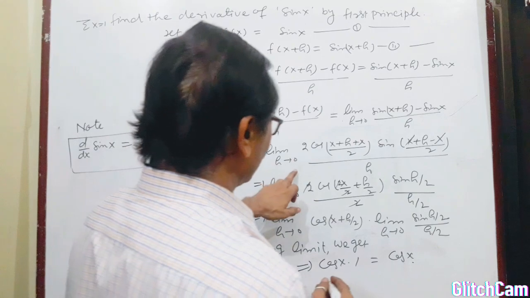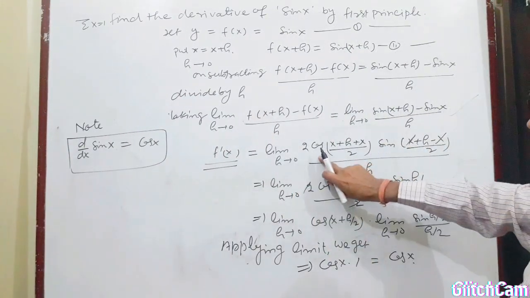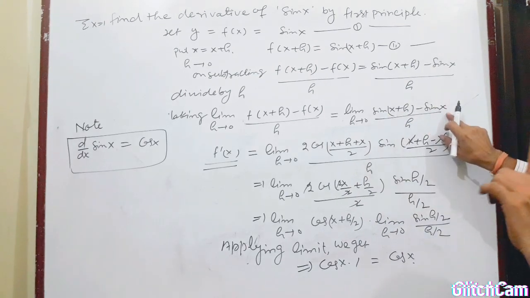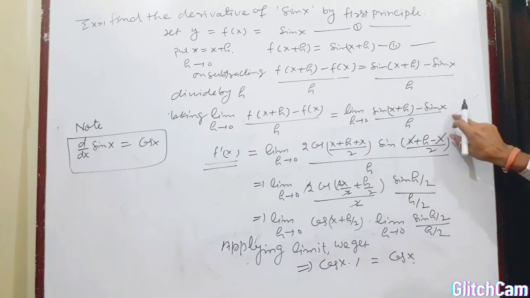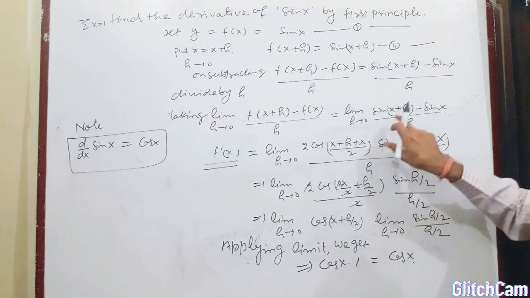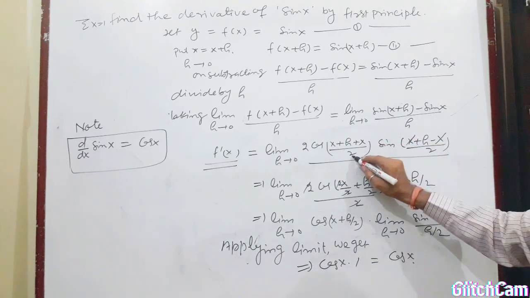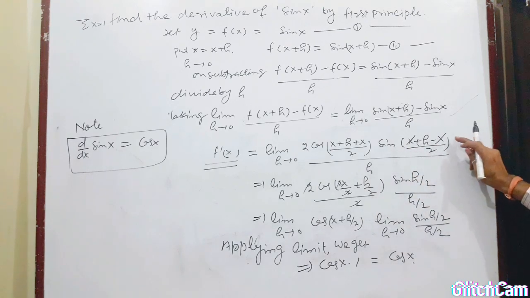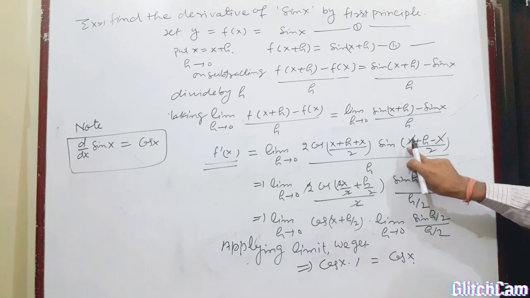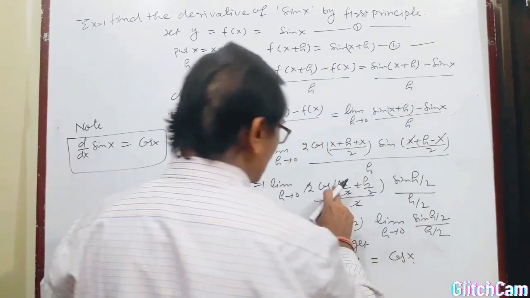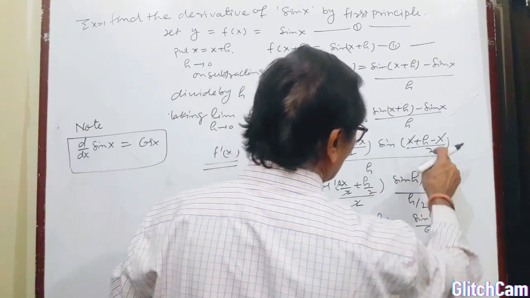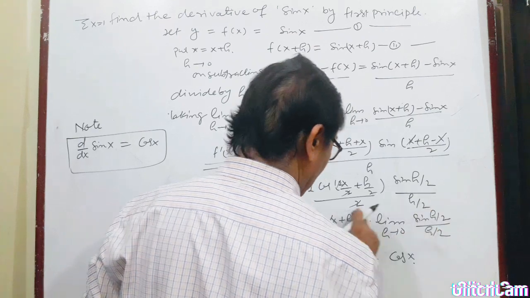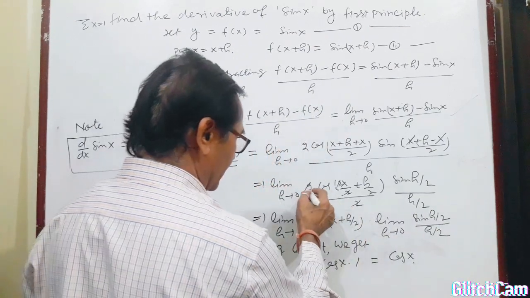We write the limit as h tends to 0 of cos((x plus h plus x) by 2). We apply the sin c minus sin d formula. It means sin c minus sin d equals 2 cos((c plus d) by 2) sin((c minus d) by 2). Here we observe x will be cancelled. Here x plus x equals 2x by 2, upon h by 2. Here for h by 2, we divide by 2 and multiply by 2. Therefore, it will be cancelled.